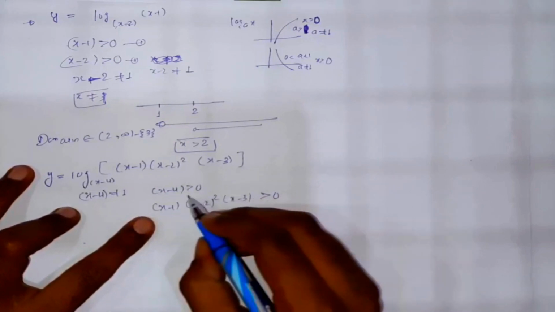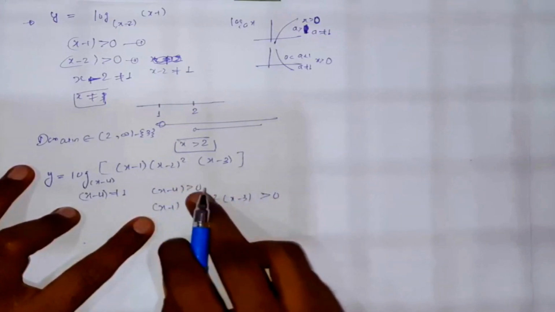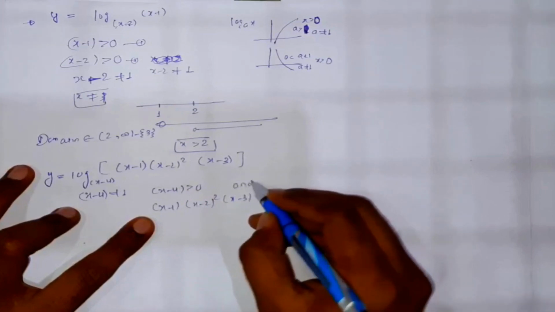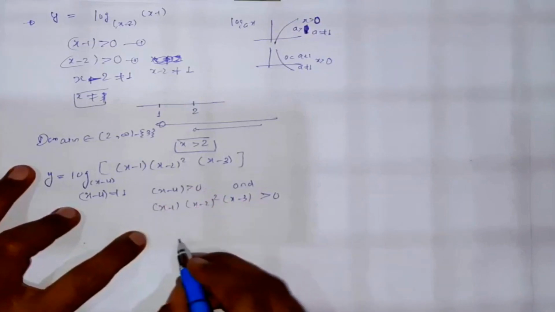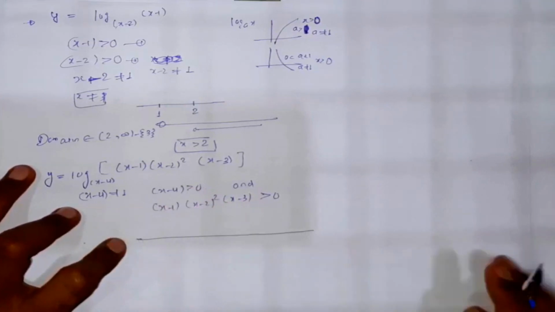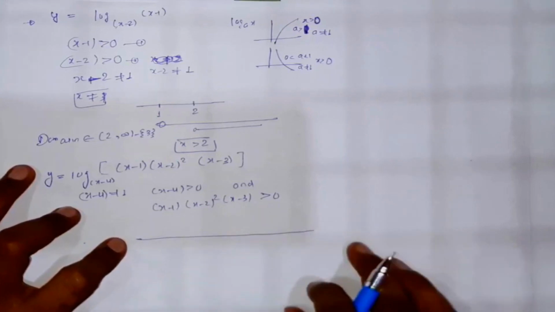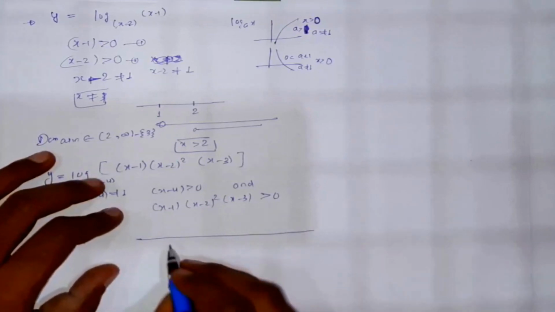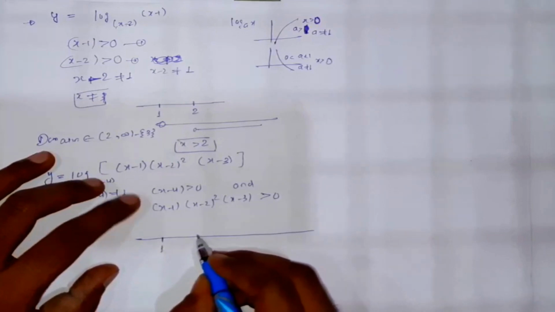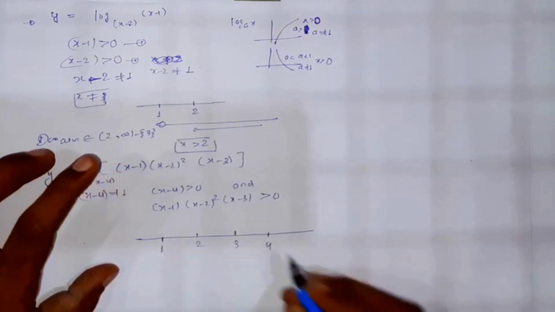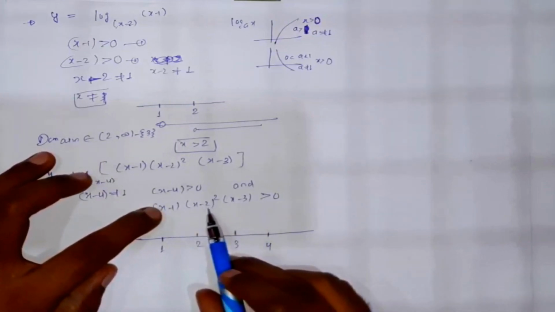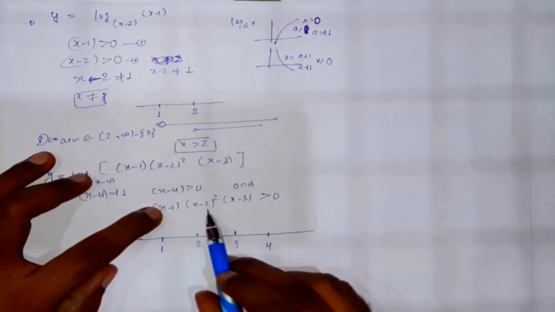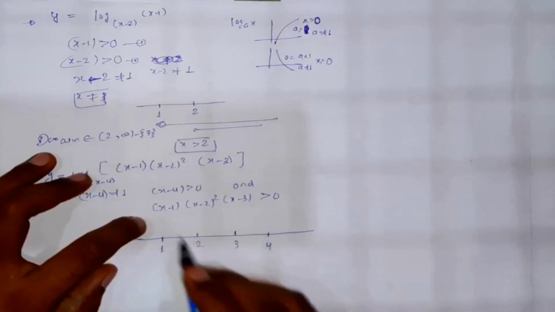We need to take the common part out of these two inequalities. I will simply draw a real axis line. This is 1, this is 2, this is 3, this is 4. The points of inversion are 1 and 3. At x equals 2, there will be no sign change. This is a root of the function, but it will not cause a change of sign of this inequality.